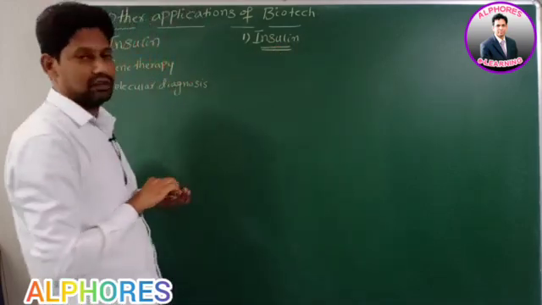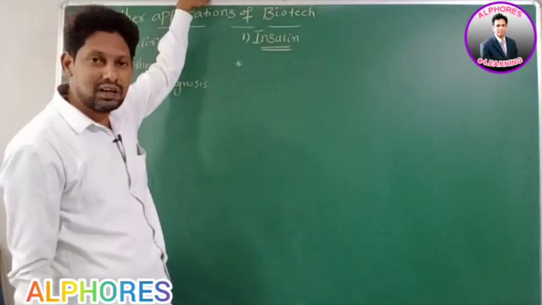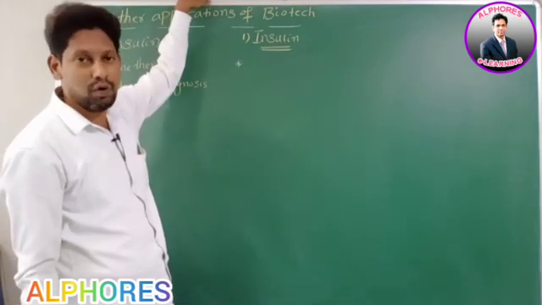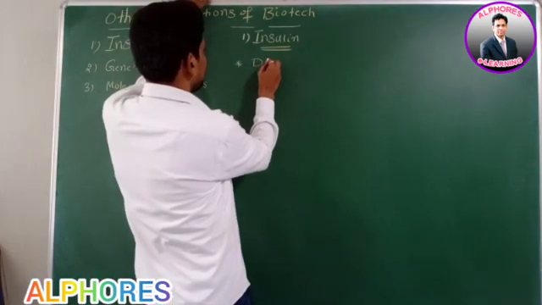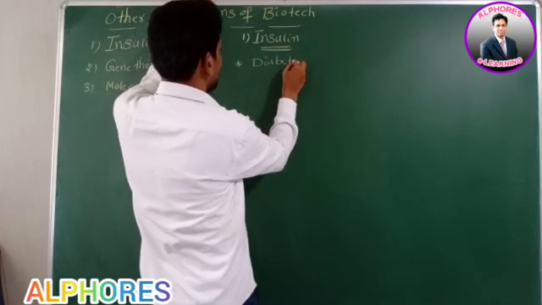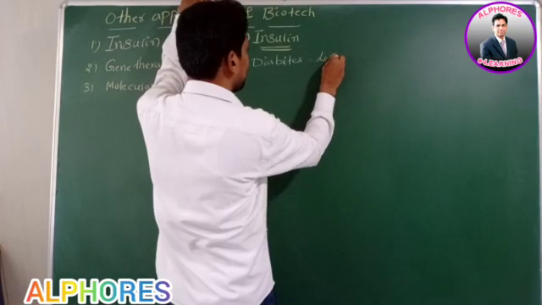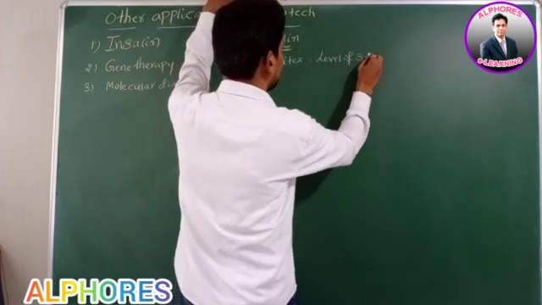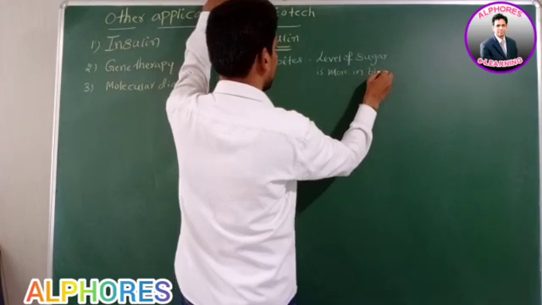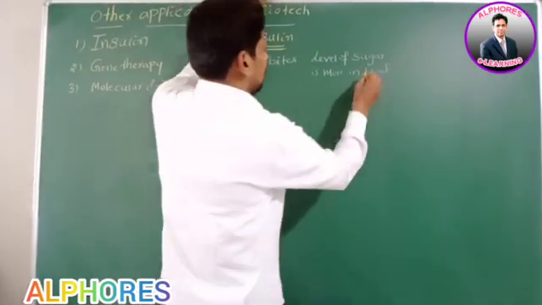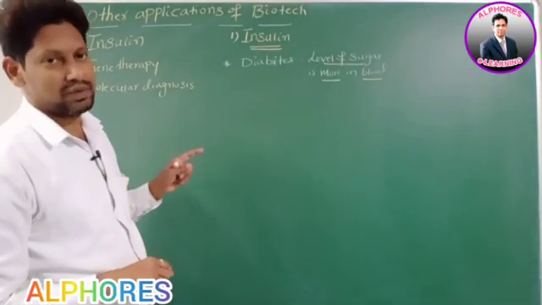Go for insulin. Now, what is the meaning of diabetes? Diabetes means nothing but if the level of sugar in blood is more, then we are calling it diabetes. Yes or no? Diabetes means the level of sugar is more in the blood. Therefore, if the level of sugar in blood is more, we are calling it diabetes. Is this statement okay?